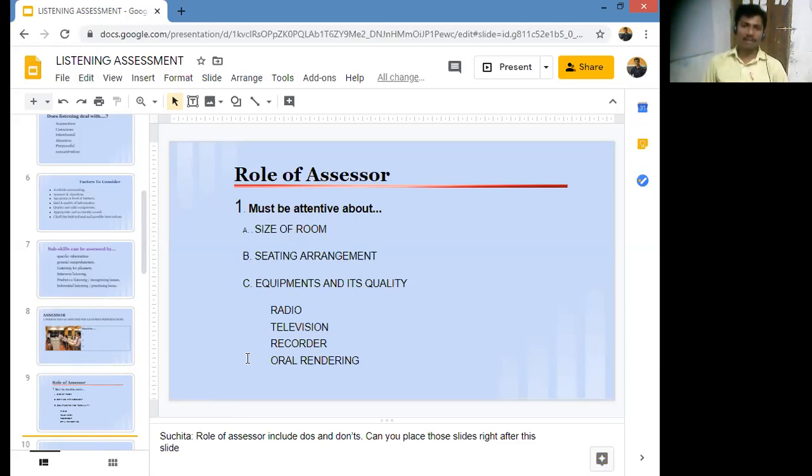First of all, I would like to discuss that the assessor must be attentive about the following points. They are the size of the room, learner sitting arrangement, equipment and its quality that we are using over there in the assessment program. As equipment, we can use radios, television, recorder, and oral rendering too.